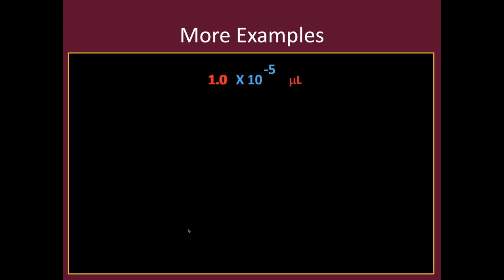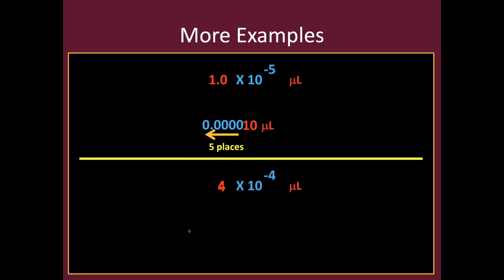More examples. We pull out the coefficient, get rid of the decimal point. There are 5 places to get you back to the ones place. Four times 10 to the -4th, we pull out the coefficient, and we work our way back to the ones place. 4 places. And that is how to put numbers into and take numbers out of scientific notation.